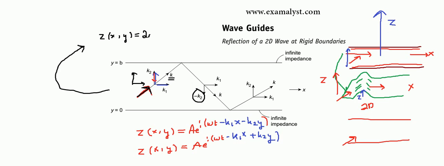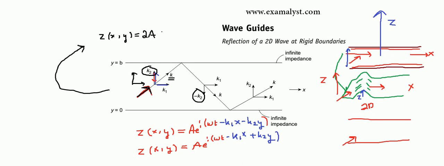Remember the standing wave? In the 1D standing wave we saw that the space part and the time part get separated. Here the same thing happens, but with a catch. The problem is this K2 part of the wave will form a standing wave. Agreed? So K2 is responsible for a standing wave.